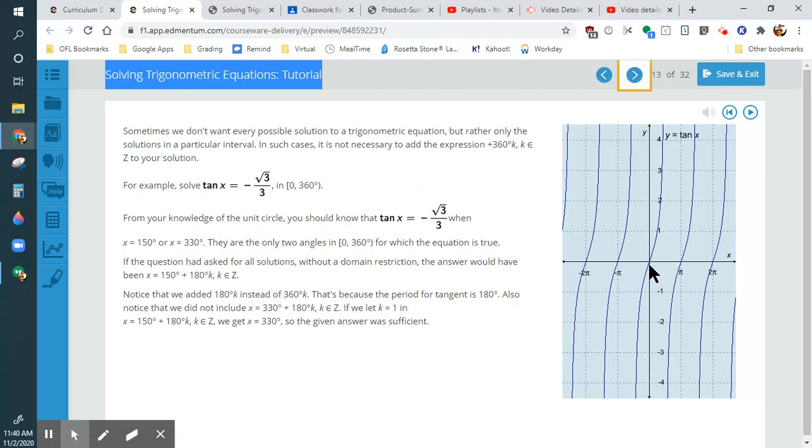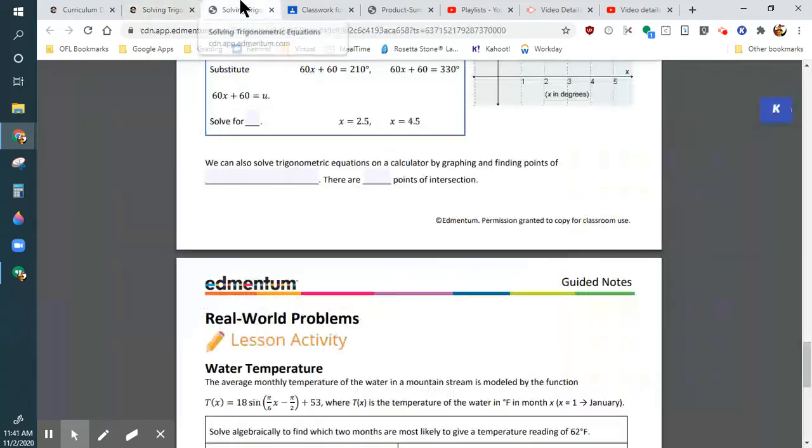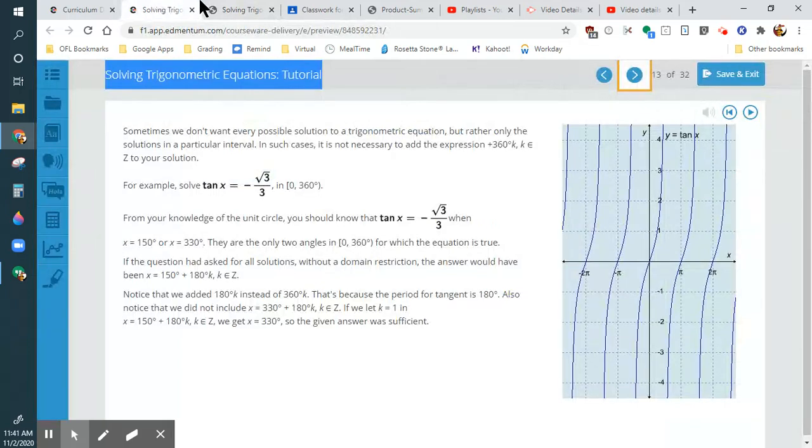Tangent has asymptotes. So tangent goes like this, but it can never get to pi over 2. So if you ever look at tangent of pi over 2, give me a second, let me write this. Tangent is opposite over adjacent, right? TOA. So opposite over adjacent is kind of the same thing as saying sine over cosine.